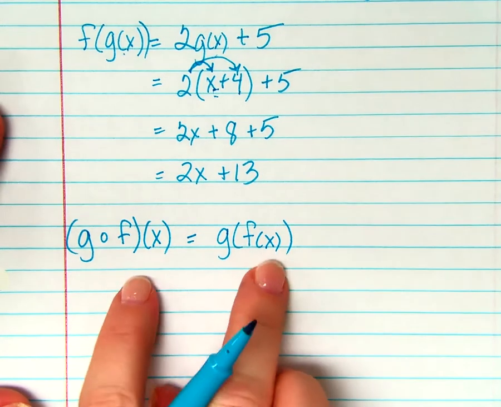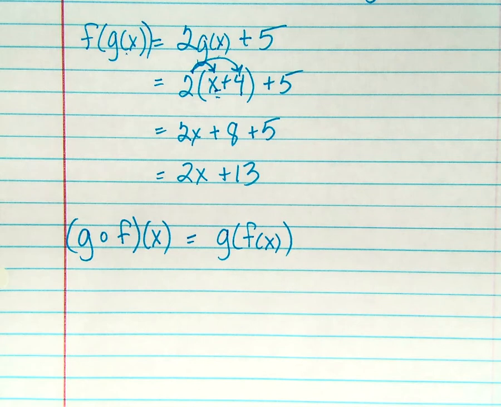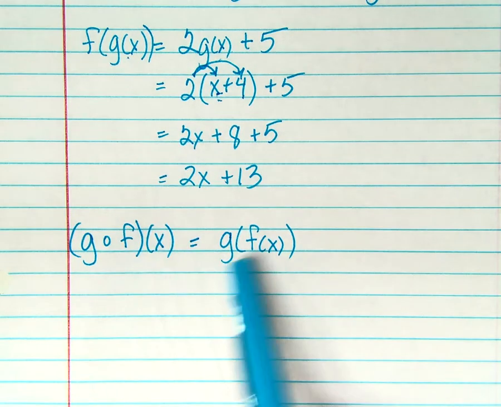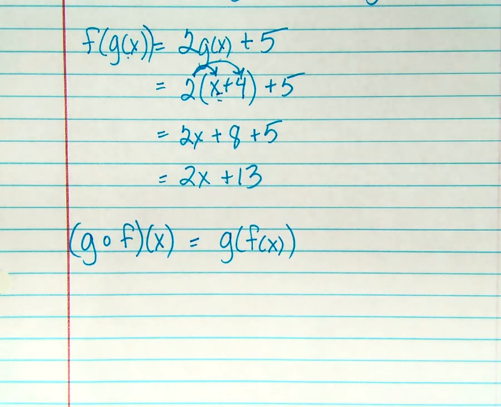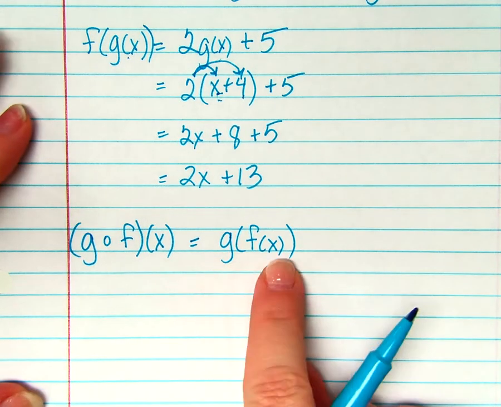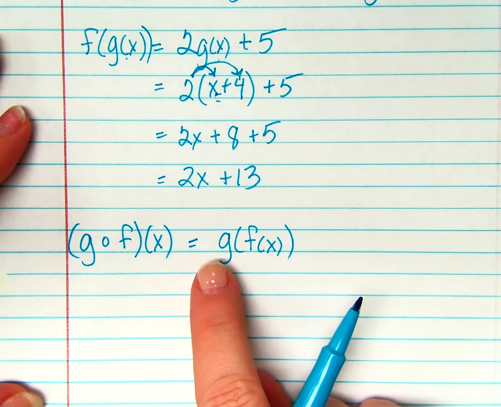Why am I showing you these 2 ways? Why don't I just show you one way and be done with it? Guess how it shows up? Both ways. Shows up both ways. I want you to be aware of what they mean and the fact that they are the same. Equivalent, equal.